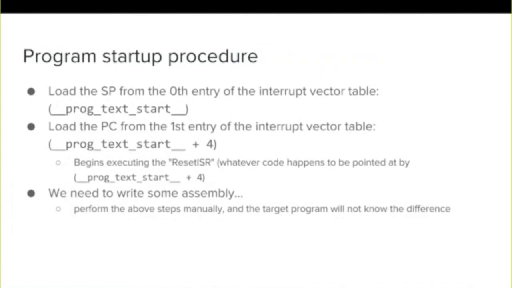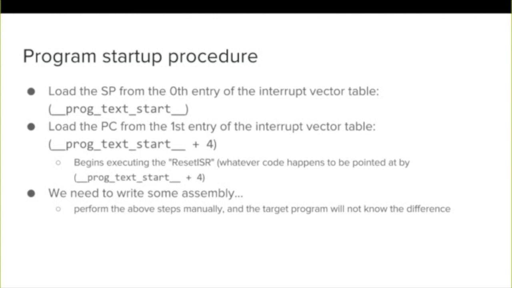Okay. So program startup procedure. I mentioned this before. What we do is we need to load the stack pointer from the zeroth entry of the interrupt vector table. So the interrupt vector table contains a bunch of entries. The zeroth entry is the initial value of our stack pointer. So the first thing we have to do when we're going to boot our new program that we just programmed in the flash is we have to load SP from that location.